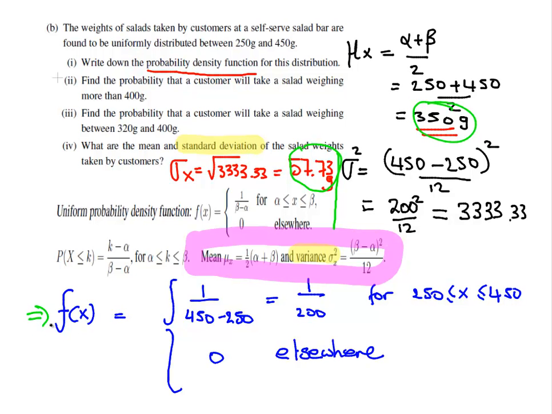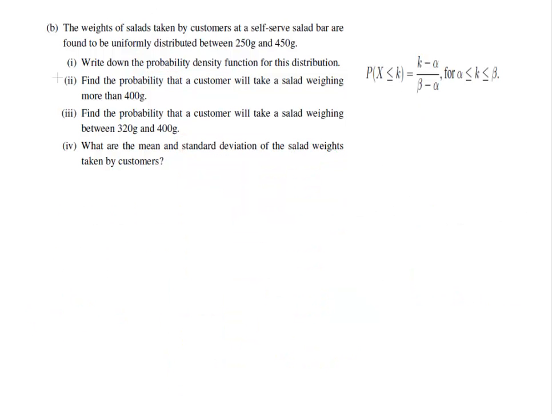Now we're going to compute some probabilities, and find the probability that a customer will take a salad weighing more than 400 grams. Well, first off, we're given a formula here that we can work with: the probability of x less than or equal to k, for the probability of salad weight being less than a certain value k.